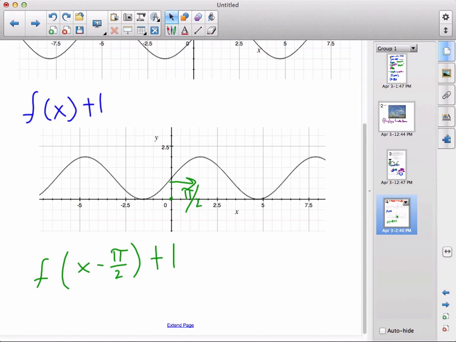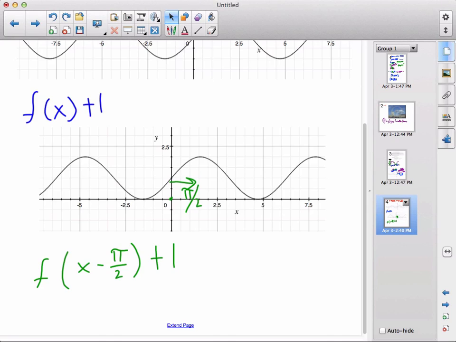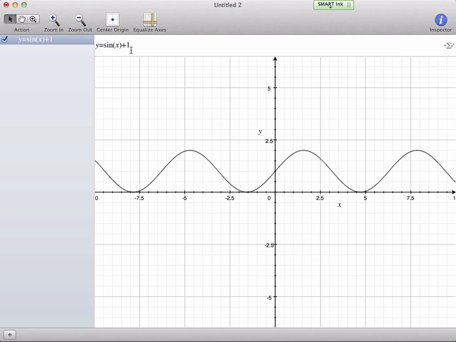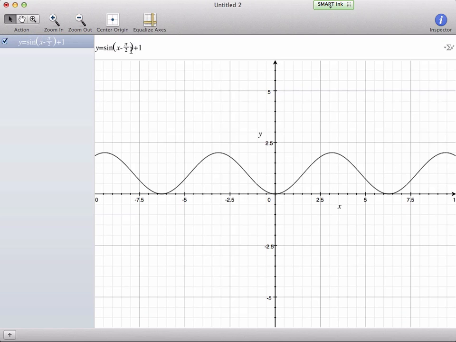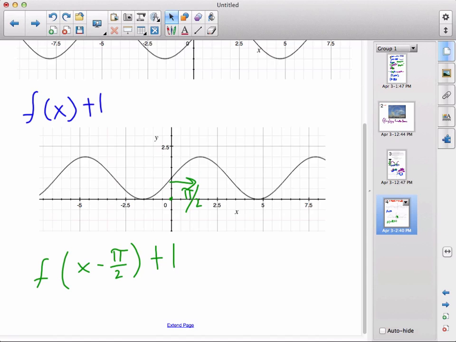I love it. So let's make that happen. So sine, and it's an inside change, right? So the sine of x minus pi over 2. Nice. All right, we're getting closer. I'm so into this. Okay, nice. What else do we need to do?